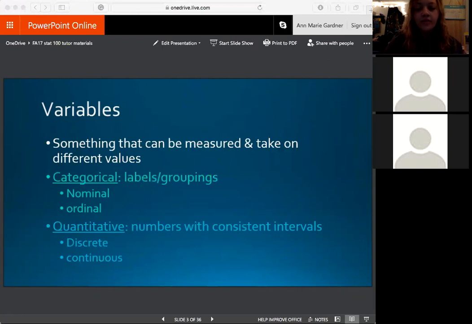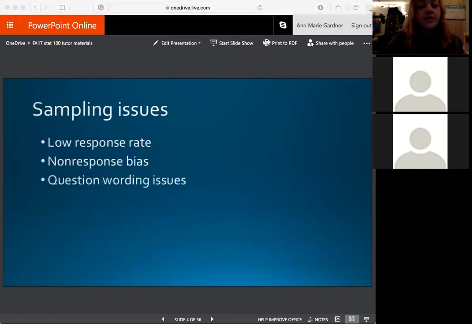And then our quantitative variables are variables that involve values. So they are numbers, and they have consistent intervals, in the way that numbers always do. And then we have discrete and continuous quantitative variables. Discrete means they can only take on a set number of values, while continuous can take on any amount of values. These are things like weight. Any type of measurement is usually a continuous variable.